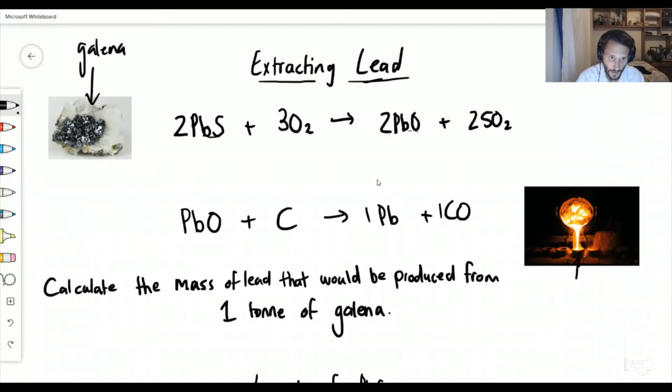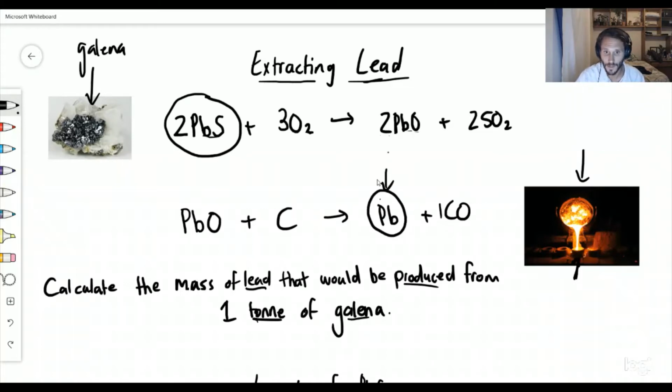You can take this lead oxide and, just like on the right here, burn it in the presence of carbon, and eventually you'll end up with some lead, molten lead, as you can see here coming out of this furnace. So let's say the question says calculate the mass of lead that can be produced from 1 ton of galena. Now remember, galena is this compound over here, and we are trying to get to this. How much of this can we make with 1 ton of lead sulfide?